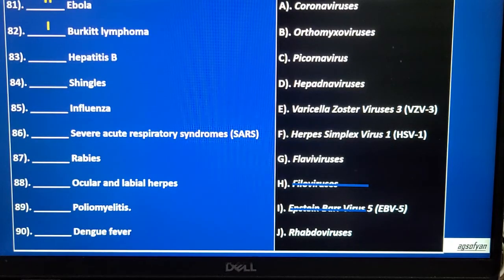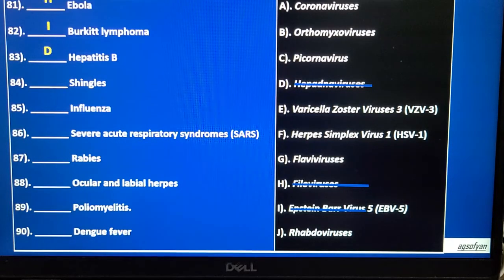And then hepatitis B. What is the name of the virus that causes hepatitis B? Yes, it's called hepadnaviruses. Hepa means liver, DNA viruses. So hepatitis B is actually caused by DNA viruses. The name is telling you hepa-DNA viruses, liver DNA viruses. So hepadnaviruses, which is the hepatitis B virus. Cross off D.